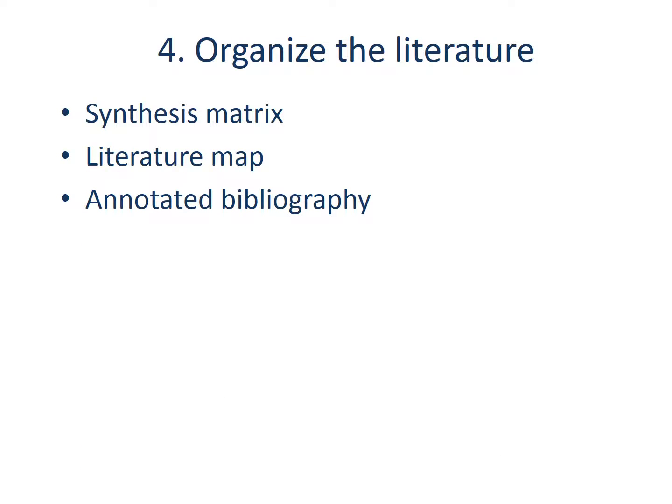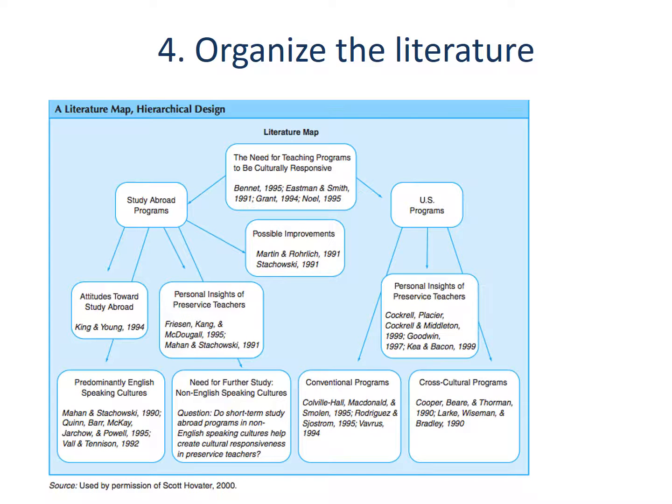Another method is using a literature map. As you read the identified sources, you can identify the relationship between different studies in relation to the questions each study addressed or on any other dimensions.